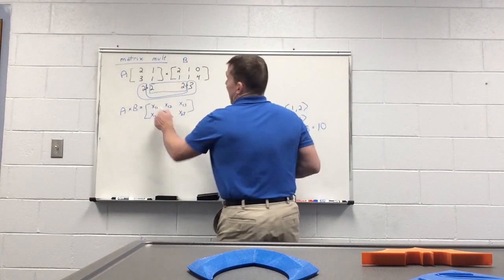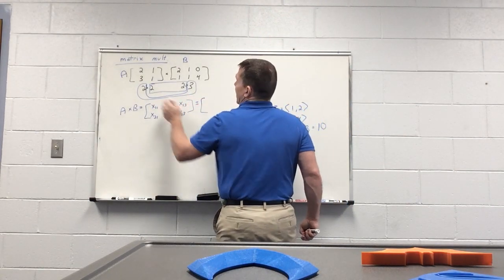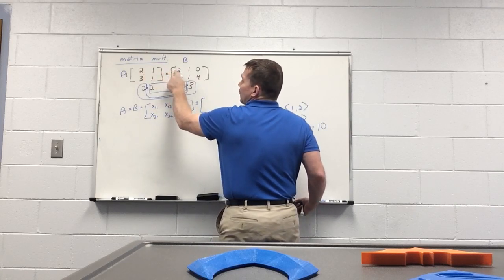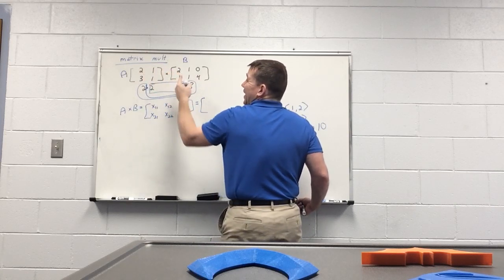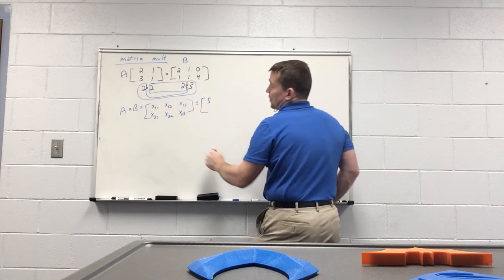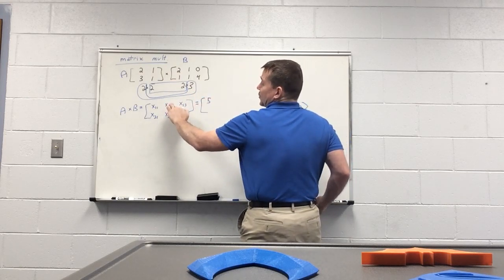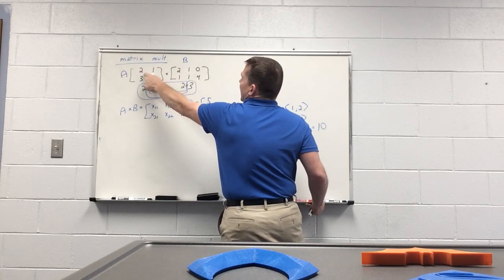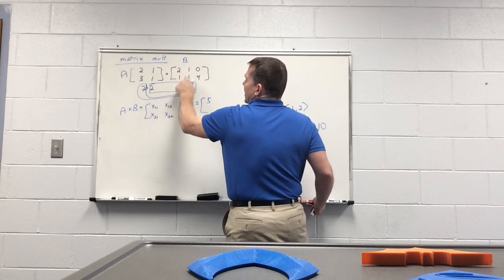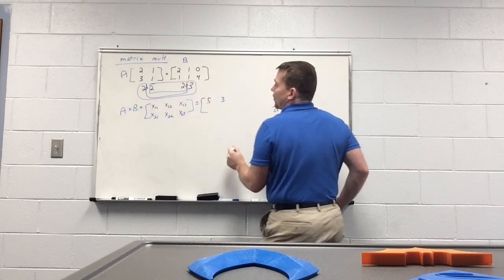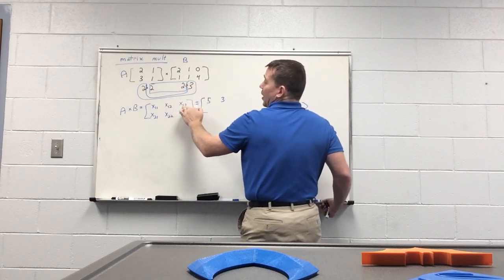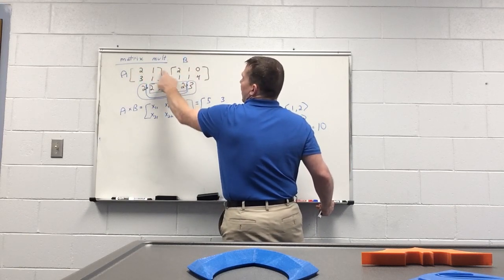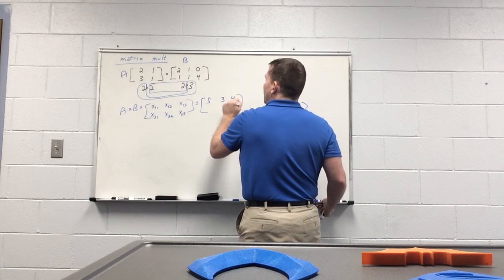So here, I will do first row, first column. 2 times 2 is 4, 1 times 1 is 1, 4 plus 1 is 5. Here, this is first row, second column. 2 times 1 is 2, 1 times 1 is 1, 2 plus 1 is 3. First row, third column. 2 times 0 is 0, 1 times 4 is 4.